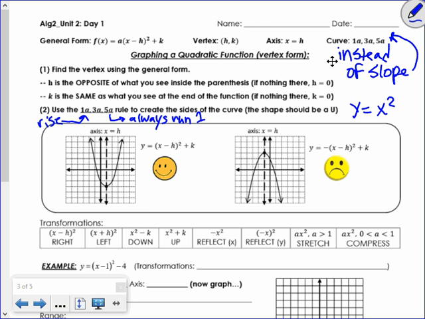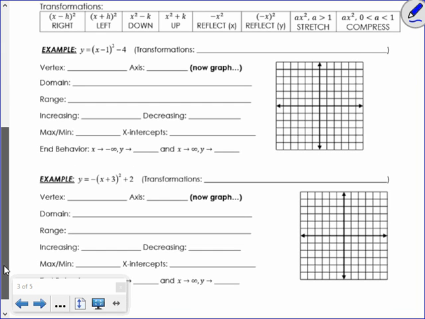So I'm going to be referring to them as smiley faces and frowning faces because you have the smile or the frown. Frown rhymes with down. So if you have that negative in the front, that's your reflection. It would flip over the x-axis. All right, so let's review our transformations really quick, and then we'll jump into some examples.